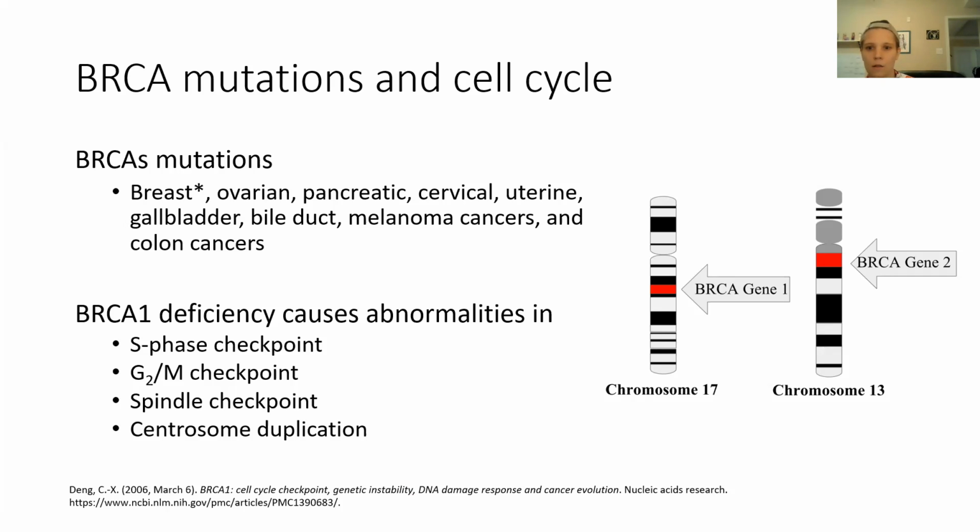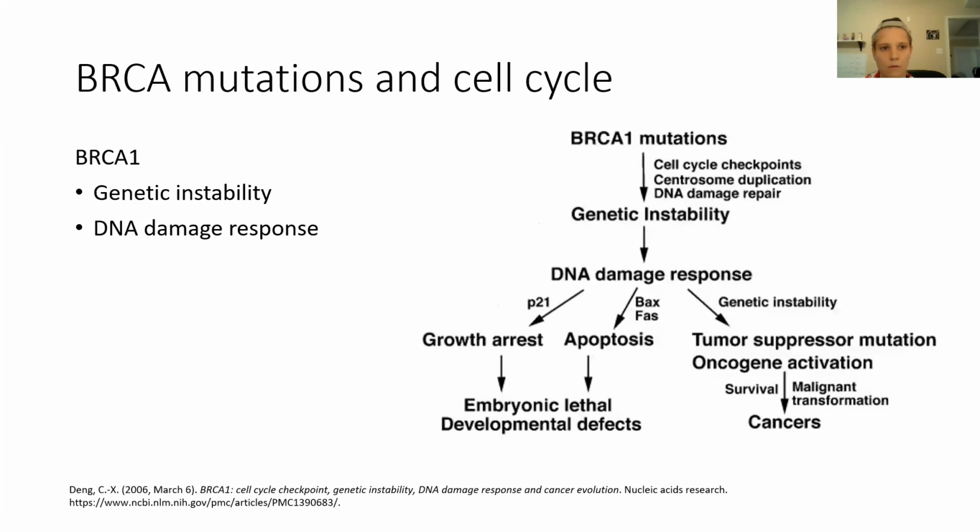So I looked at the paper BRCA1 cell cycle checkpoint, genetic instability, DNA damage response, and cancer evolution, looking specifically at the BRCA1 gene. BRCA1 deficiencies can cause abnormalities in the S phase checkpoint, the G2M checkpoint, spindle checkpoint, and centrosome duplication. The BRCA1 gene is on chromosome 17, and the BRCA2 gene is on chromosome 13.